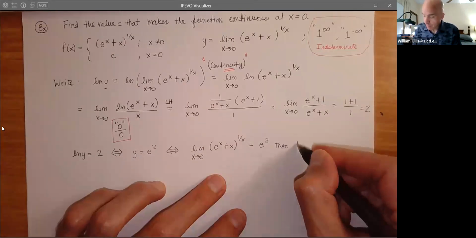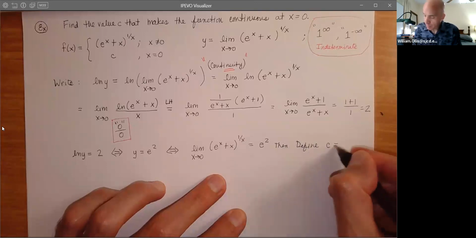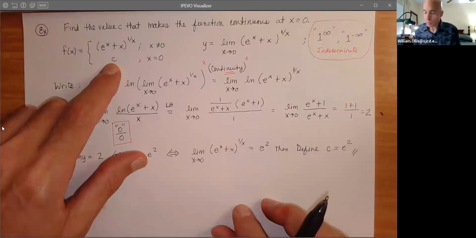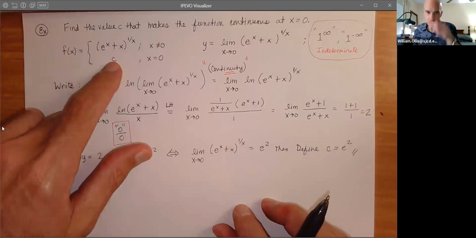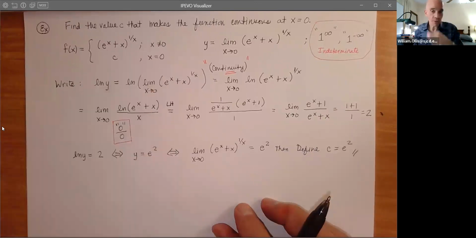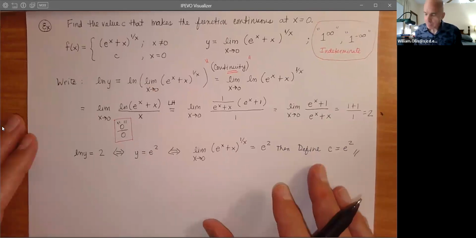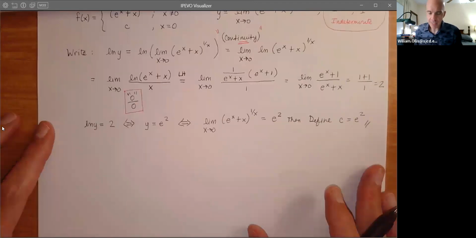So when you actually do this problem, you say, okay, so then define c to equal e squared, and we're done. And so now if we define c to be equal to e squared, then of course this limit will equal the value at 0, and that just is the definition of continuity. So what you're seeing here is that L'Hopital's rule turns out to be a blessing.